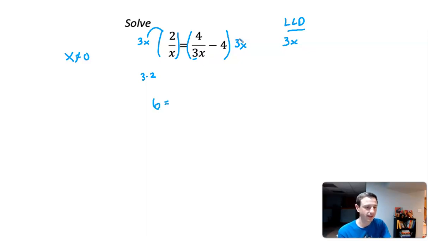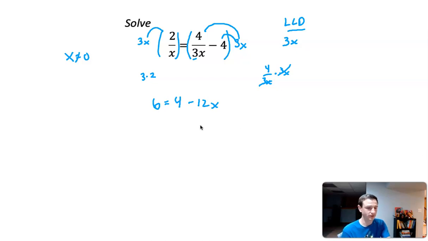And then on this side, I have to do 3x times 4 over 3x, and 3x times negative 4. I'll write this out to the side here just so you can see exactly what's happening. So 4 over 3x times 3x. The 3x's are going to cancel out, leaving us with just 4. I have nothing else to multiply that with. So just 4, and then minus 4 times 3x, this is just going to be minus 12x.